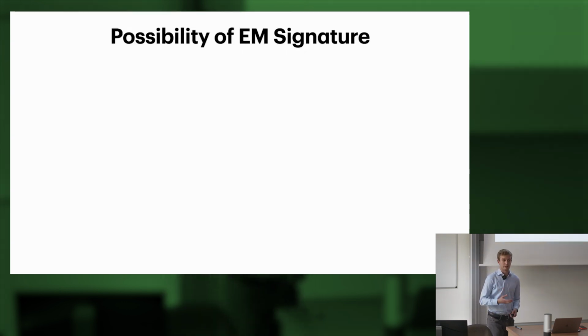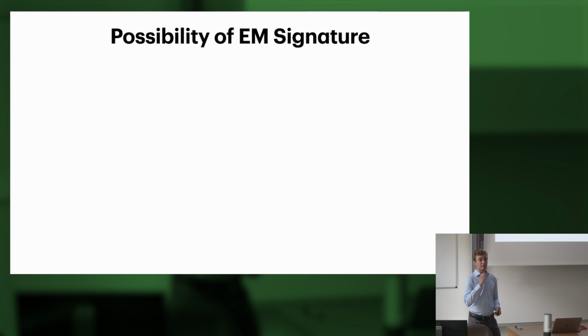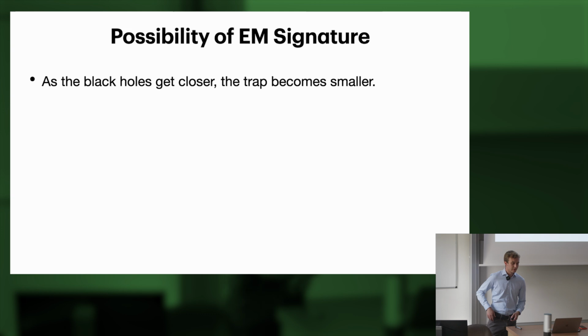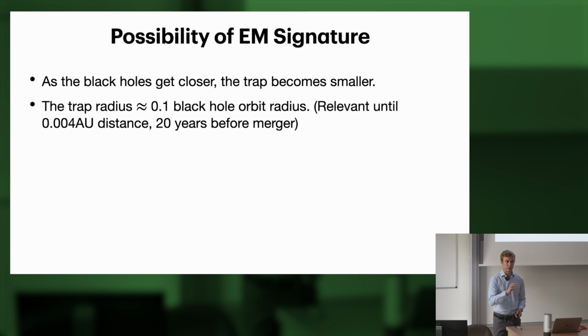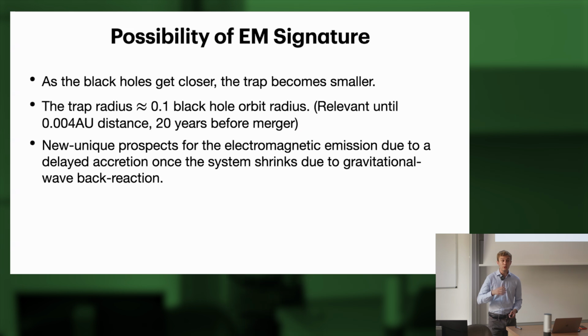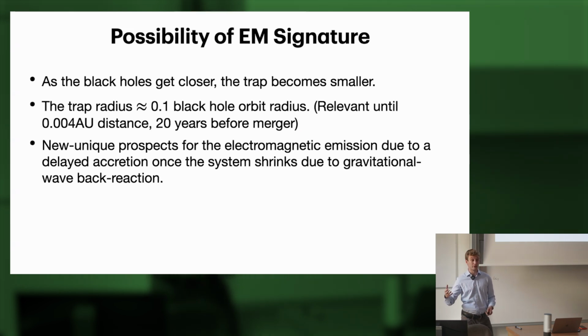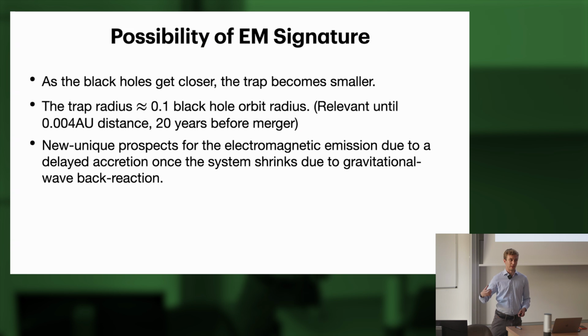But let's now talk about the possibility of the electromagnetic signature that is associated with this trap, because I have been emphasizing this very excitedly, and let me tell you how it works. As the black holes get closer, the trap becomes smaller. So we always trap particles within 10% of the black hole orbit radius. This rule of thumb is relevant until 0.004 AU, 20 years before merger. That creates new and unique prospects of electromagnetic emission due to a late release of accreted mass.